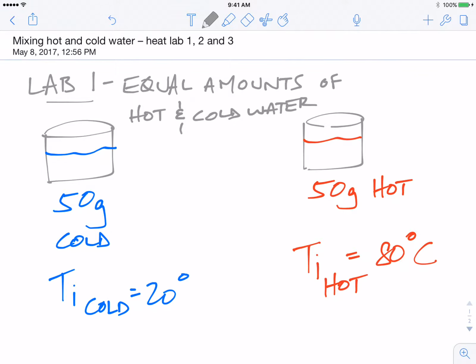Hey everyone, this is Mr. Mott. What we're going to do is go over some notes on our heat labs 1, 2, and 3, starting out with heat lab number 1, which is mixing equal amounts of hot and cold water.